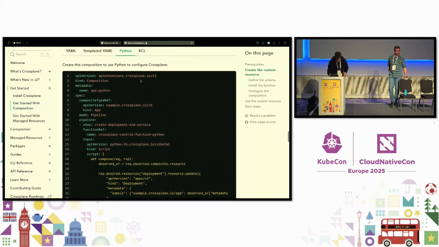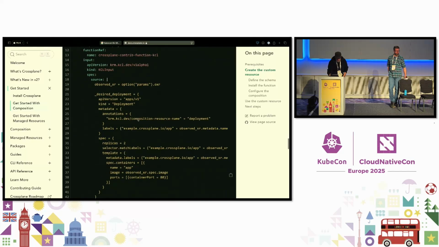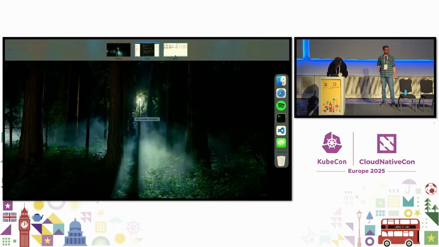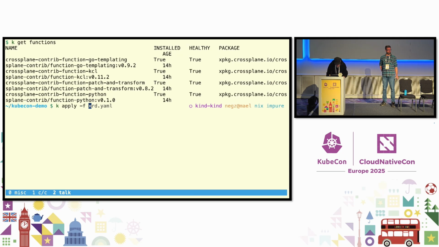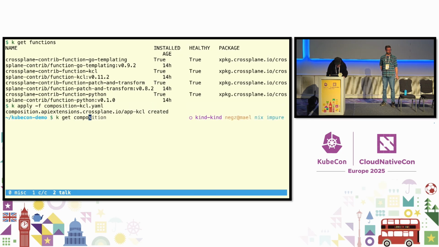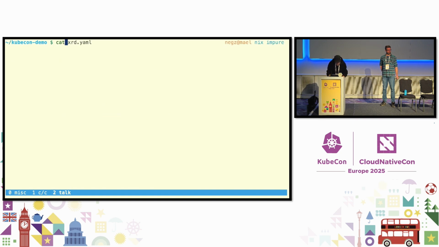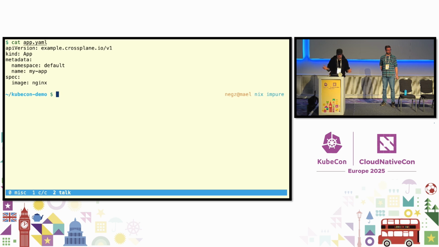And then finally, KCL, which is what we're going to run with. That's what KCL looks like. It's kind of a little bit Pythonic. So, apply composition KCL. Gonna make sure I don't have any other compositions there. Great, that means Crossplane knows what to do now when you create an app. I've got an app here. There's the app, super simple.